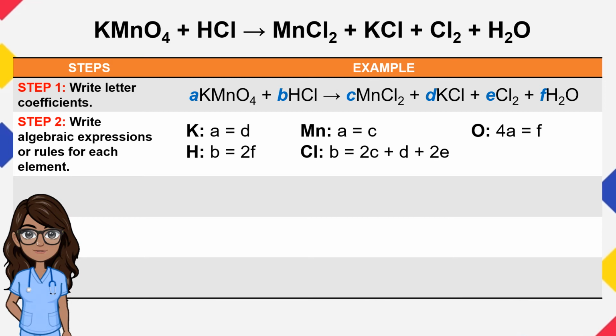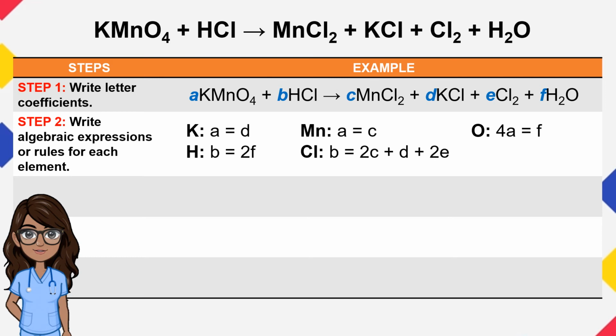4 is the subscript of oxygen on the left side, from KMnO4. H is B equals 2F. We put 2 because the hydrogen on the product side has the subscript 2. And chlorine would be B equals C plus D plus 2E.